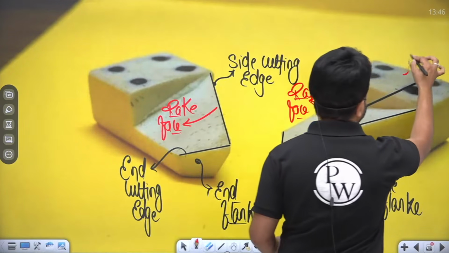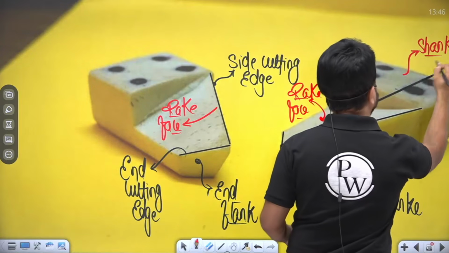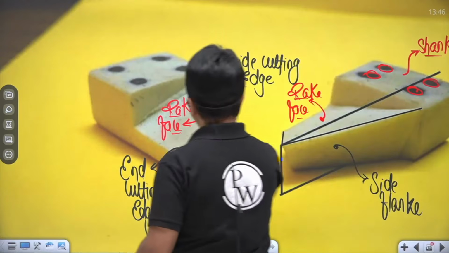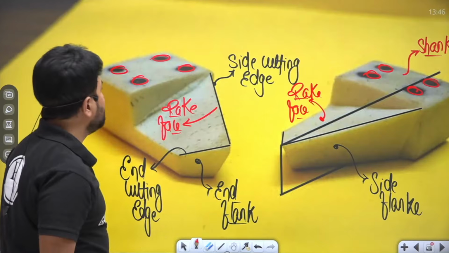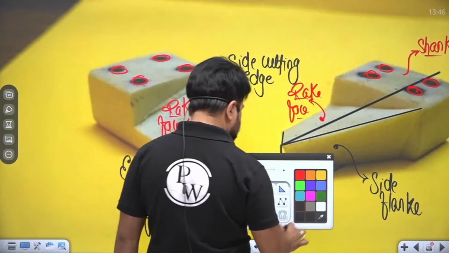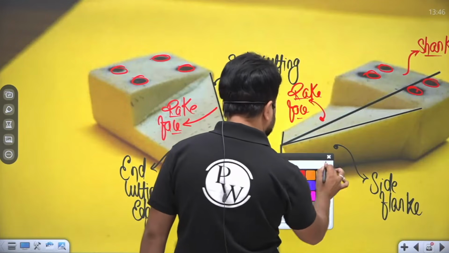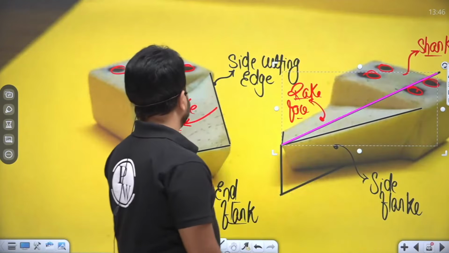And this is the shank. This is the shank of the tool, which is going to be fixed in the tool post, right? My dear student, here this thing is known as the length of the tool, right? This is the length of the tool, right? This is what?